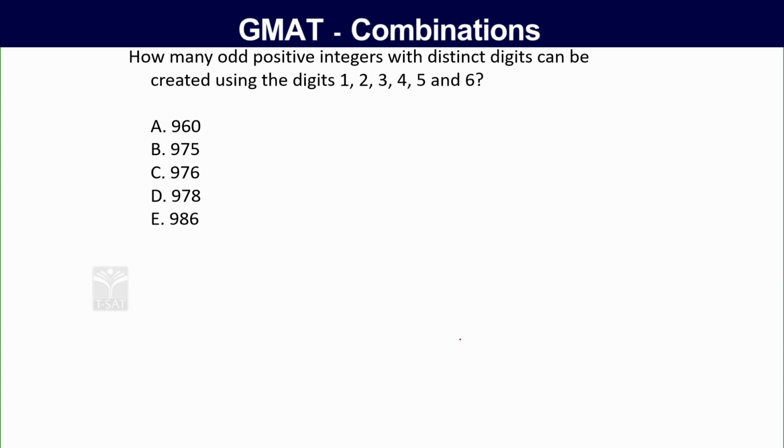Okay, this next question says, how many odd positive integers with distinct digits can be created using the digits 1, 2, 3, 4, 5 and 6? Okay, we are given 6 digits here and they are asking how many odd positive integers with distinct digits, so the digits are not repeating, can be created using these.